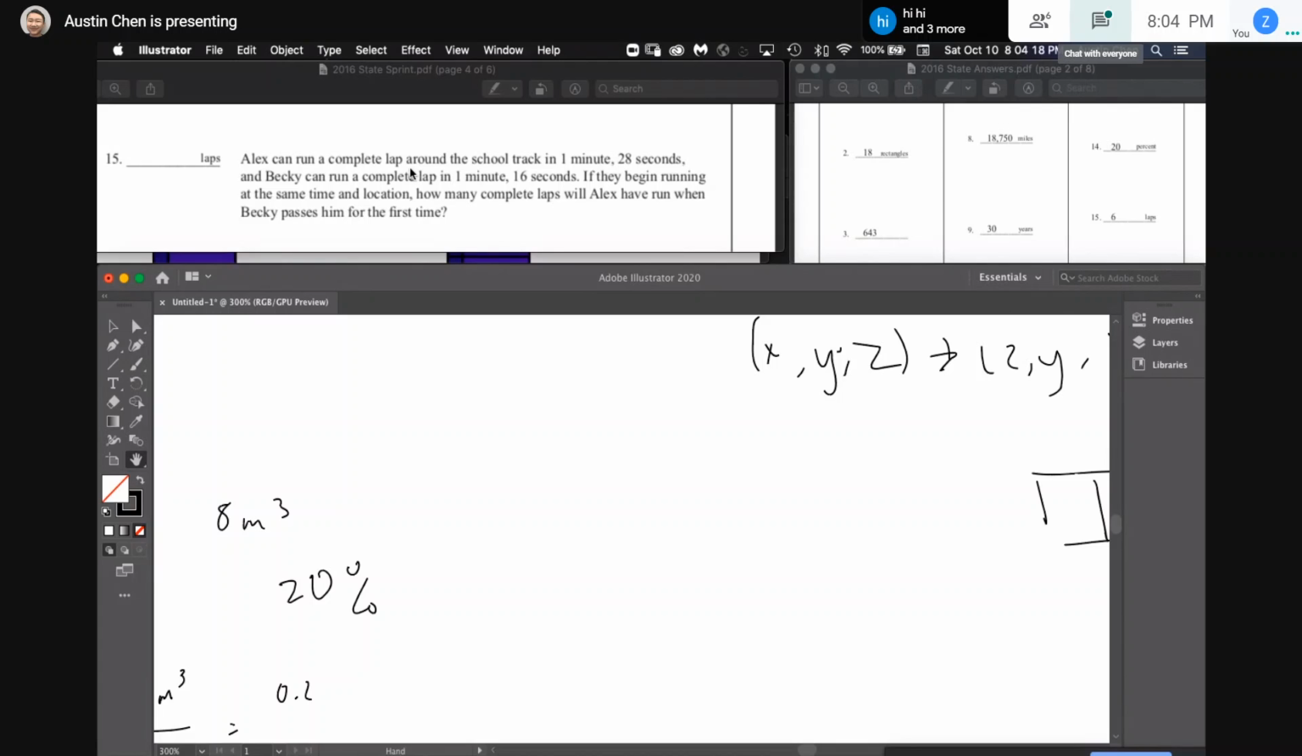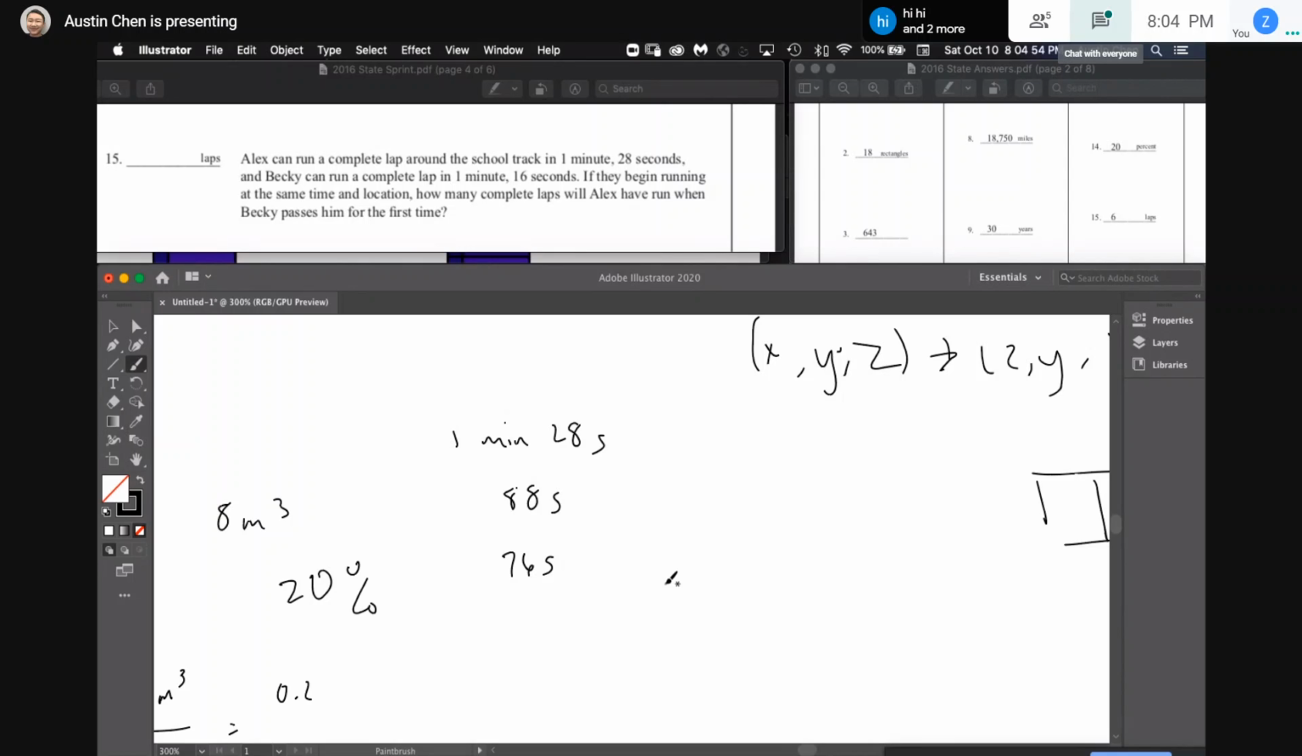Okay, so Alex runs a complete lap in 1 minute and 28 seconds. Let's just do everything in seconds, which will probably make things a lot easier. So Alex completes a lap in 88 seconds, and Becky completes a lap in 76 seconds. So we're looking at when Alex and Becky pass for the first time.